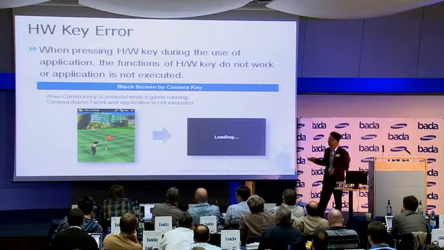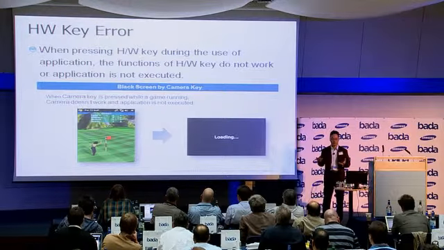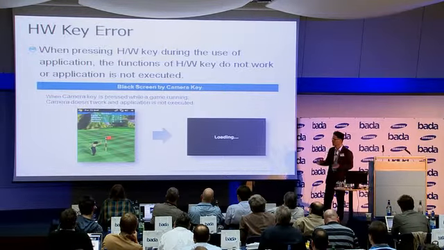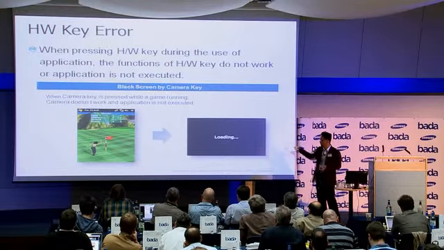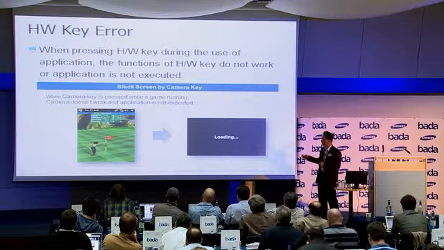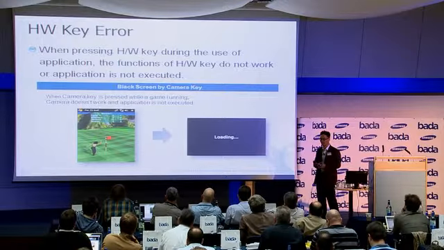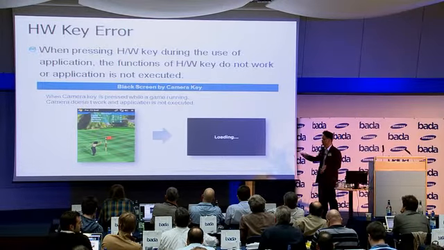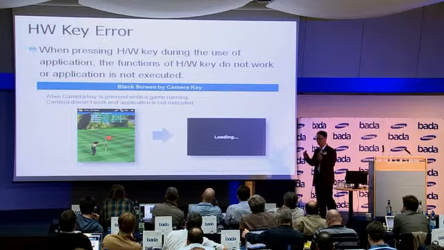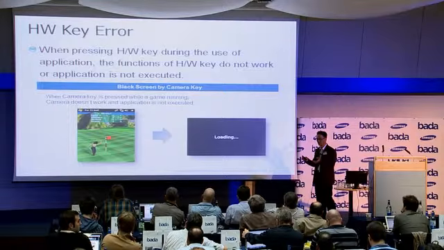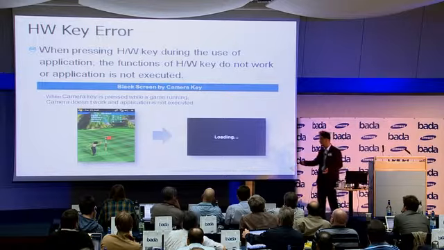And hardware key error. The application itself is okay, but when you accidentally push a hardware key, like in this case the camera key, it just shows a black screen. How can you avoid this kind of error? It's simple. Just pop up a message saying your application cannot support that hardware key, and then your application will be passed. Yeah, it's simple.